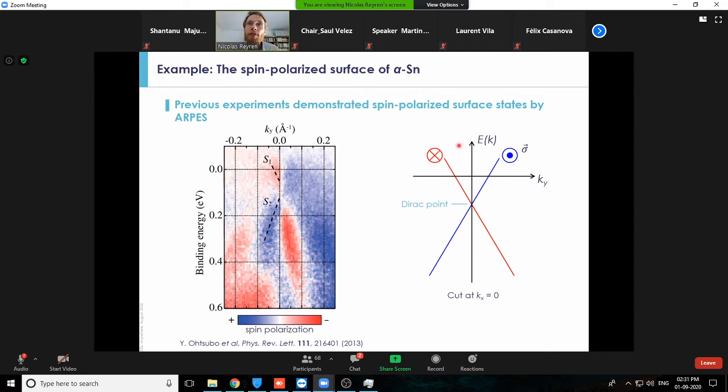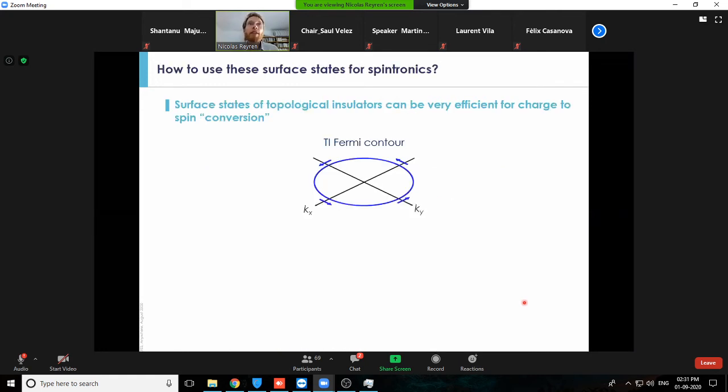Quite interestingly, with these systems, if you manage to change the position of the Fermi level compared to the Dirac point, then you change the helicity of the Fermi contour. Here it's going, let's say from top, clockwise, and from the bottom, counterclockwise. This is important because you can use these surface states to convert spin to charge currents.